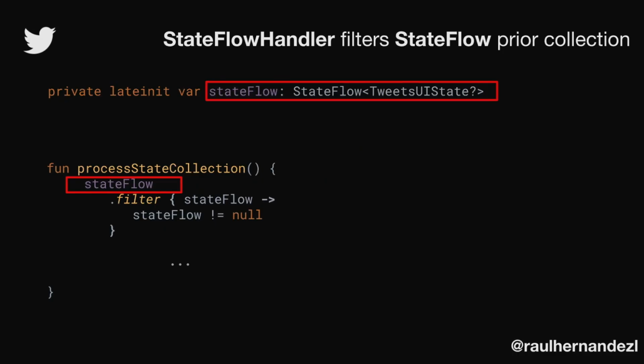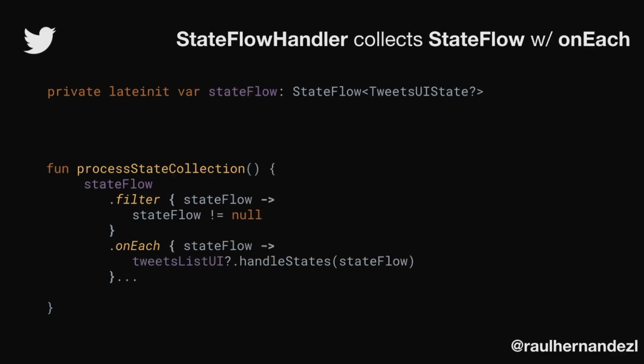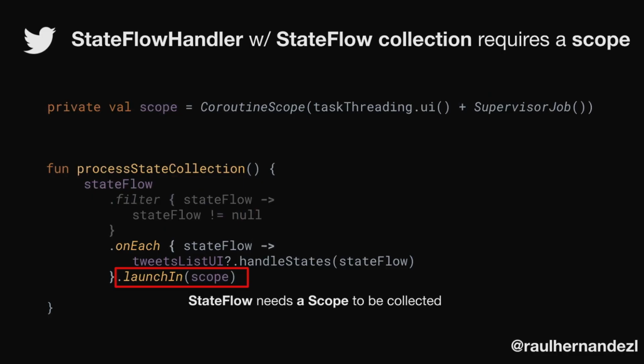And now I am starting to collect it. The StateFlow is here. I'm going to filter because I know there are some null values that can be passed through. Ideally, you wouldn't have any nullable values, but I made that to do it quickly and show you that it can be done very quickly. And then I can actually do onEach for any of those states. I will pass the StateFlow and I will handle those states from my view. So I will obviously make sure that I have this in scope, otherwise you cannot be collecting that.